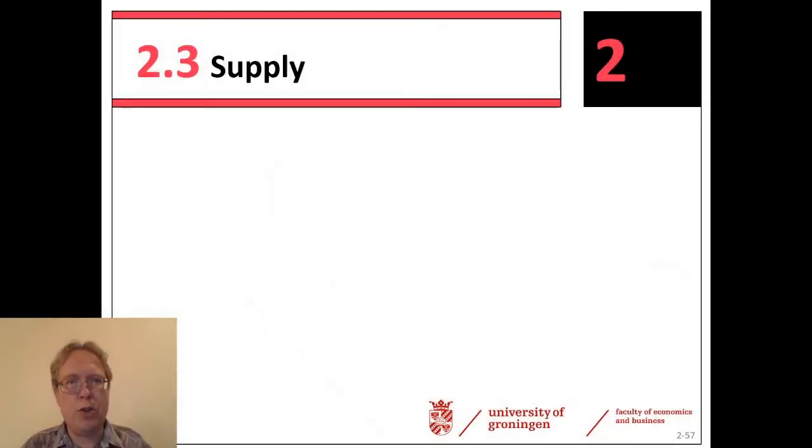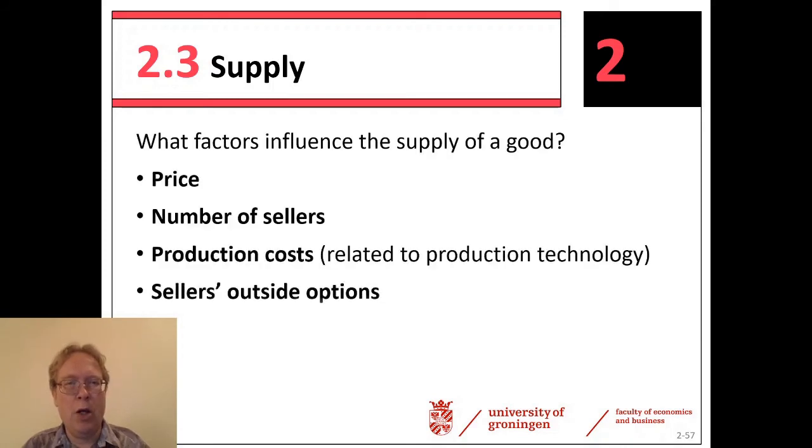Which brings us to supply. Well, the whole story about supply is very similar to demand, but from the other side of the market, of course. So what influences the supply of a good? Again, there will be price. If the price is higher, more people will be eager to sell tomatoes. The number of sellers, if there are more sellers, then obviously there will be more tomatoes in the market.